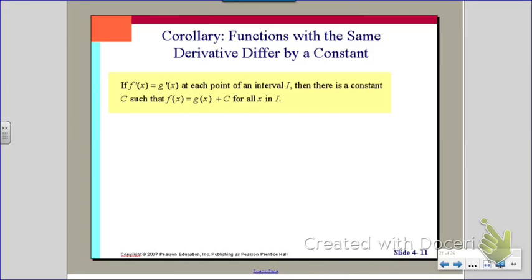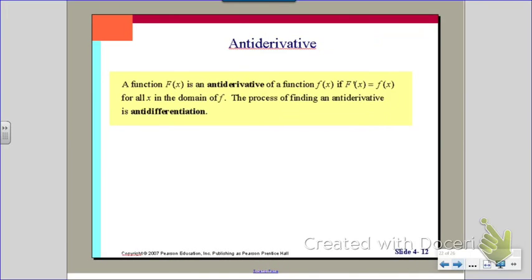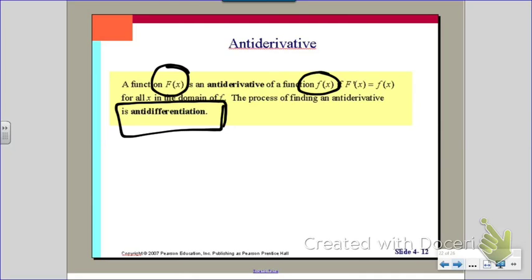So just like we looked at, you're going to have a whole bunch of functions that differ only by the constant that have the same derivative. We're going to give it a name. It's called the antiderivative of the function. We use capital F for antiderivative, so be careful with that now. That stands for antiderivative versus the function, which is regular f of x. And we say that if we're going to go backwards from the derivative to the function, it is called antidifferentiation.